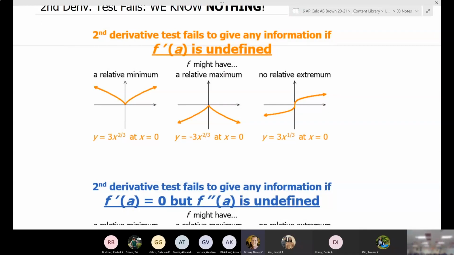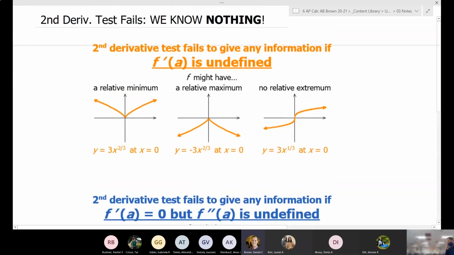In orange right here, I have an example where the first derivative is undefined. If the first derivative is undefined, you could still use the first derivative test, a sign chart would still work for you. The second derivative test would not work because in those three examples I gave you, it could be a relative minimum, a relative maximum, or you could have no relative extrema. So you would have to rely on your sign chart to figure that out. You wouldn't be able to rely on the second derivative test because technically you don't have any horizontal tangent lines.